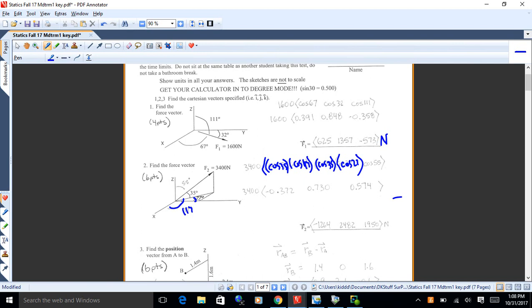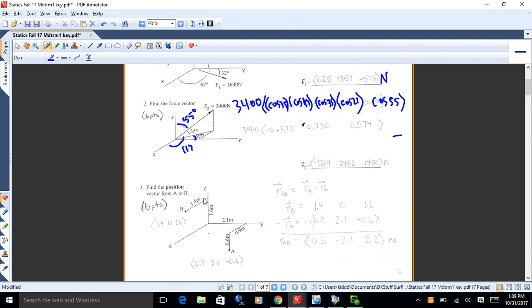So cosine 35 gets us down into the plane, and then cosine 117 to the x-axis, cosine 27 to the y, and then we got 55 left over. That's 90 minus 35 gets us 55, so that'll be cosine 55. And then we multiply all that by 3400. And you get negative 1264, 2482, and 1950. Okay. So that's a double projection there.